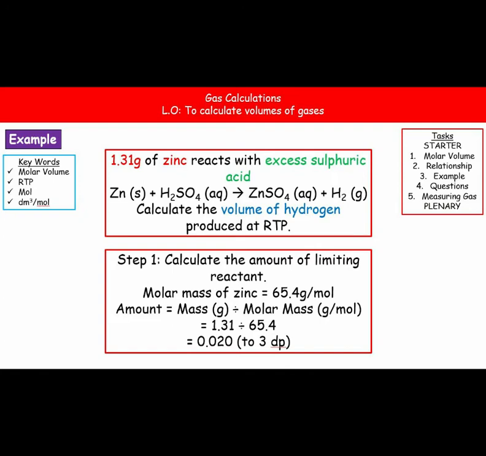Now, what we're going to do first of all is we need to calculate the amount of limiting reactant. In that first sentence, it tells us we have an excess of sulfuric acid. So sulfuric acid is not the limiting reactant. It means that zinc must be then.